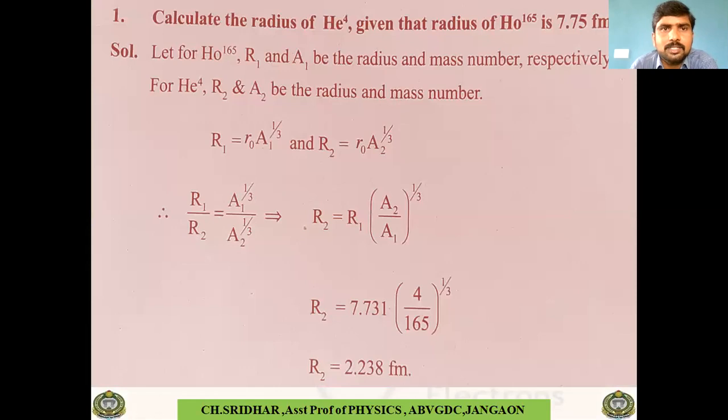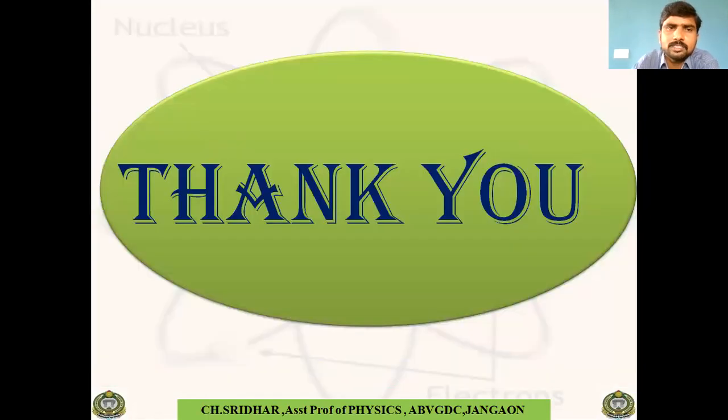Then calculate the radius of helium given that the radius of hafnium is 7.75. This is a similar problem which was already calculated earlier. So these are the solved examples, and this covers nuclear physics, the general properties of the nucleus, the liquid drop model, and some solved examples.